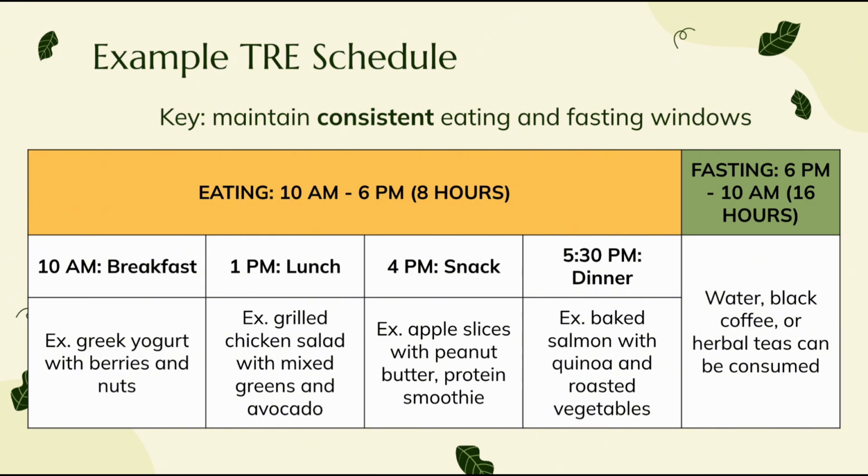1 p.m. would be a lunch. 4 p.m. could be a snack just before dinner. And then dinner would be around 5:30 p.m. So your total eating window is about 10 a.m. to 6 p.m., which is about 8 hours. And then the rest of the time, from 6 p.m. to 10 a.m., for 16 hours, you're going to be fasting. But you can still consume water, black coffee, or herbal teas to maintain your fast.